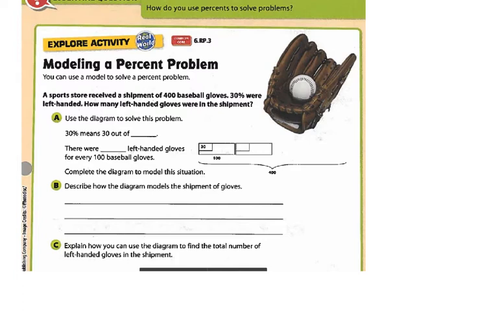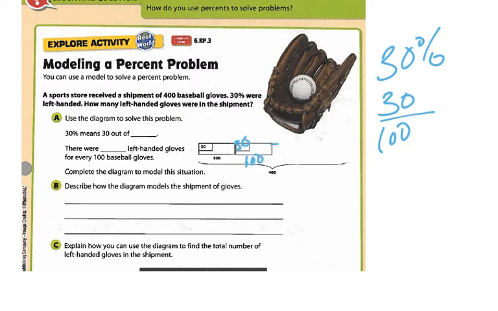A sports store received a shipment of 400 baseball gloves. 30% were left-handed. How many left-handed gloves were in the shipment? This diagram is showing you 30 out of 100 are left-handed, right? Because percents are out of 100. Percent means out of 100. So every 30 out of 100 are left-handed. So that means that this is 100, this is 30.